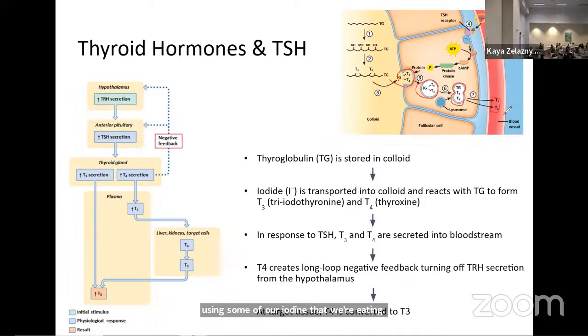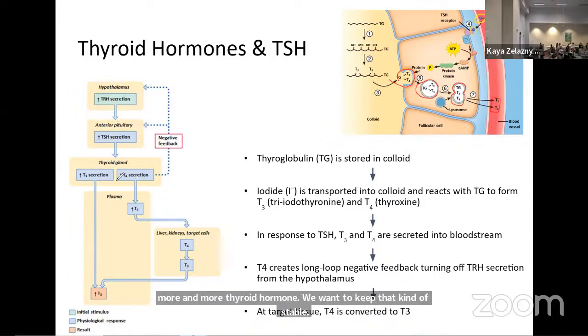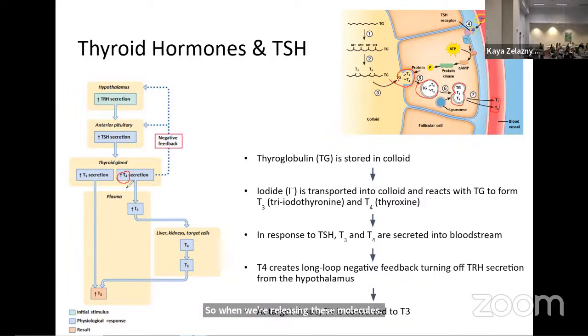We have a little bit of T3 and T4 here already. When we get to target tissue, there's some conversion of T4 back into T3 as well. We can see that there's negative feedback on this too. So you don't want to always be secreting more and more and more thyroid hormone. We want to keep that kind of stable. So when we're releasing these molecules, we also have a pathway of negative feedback coming from that T4 secretion.